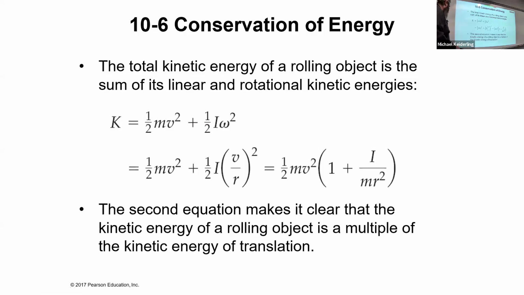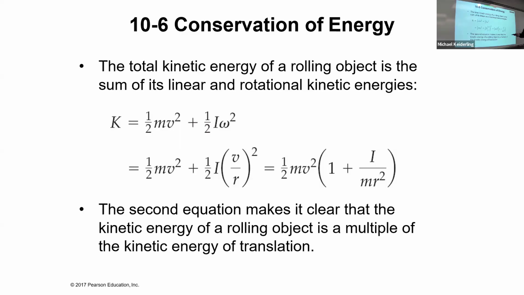So in chapter 10, where we got to on Monday, we were talking about conservation of energy. Rotation adds an extra kinetic energy. Like with our potential energy, we had potential energy from springs and potential energy from gravity. We now have kinetic energy from translation and kinetic energy from rotation.